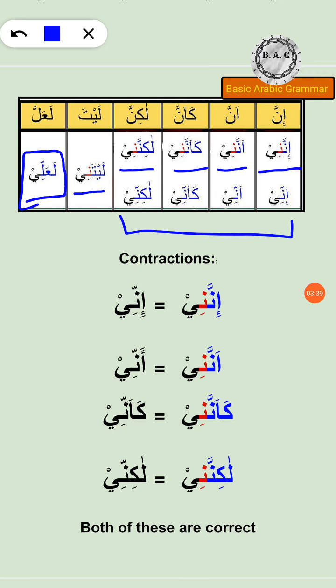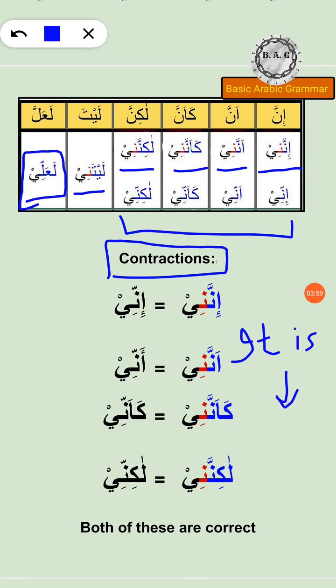This is one of the exceptions, and you should always be ready for exceptions when it comes to Arabic, because exceptions tend to crop up everywhere in Arabic. Okay, so that's that. Now contractions. What exactly happens here is this. You see how we say it is in English, and then we contract it to it's. Okay, it's the same concept.